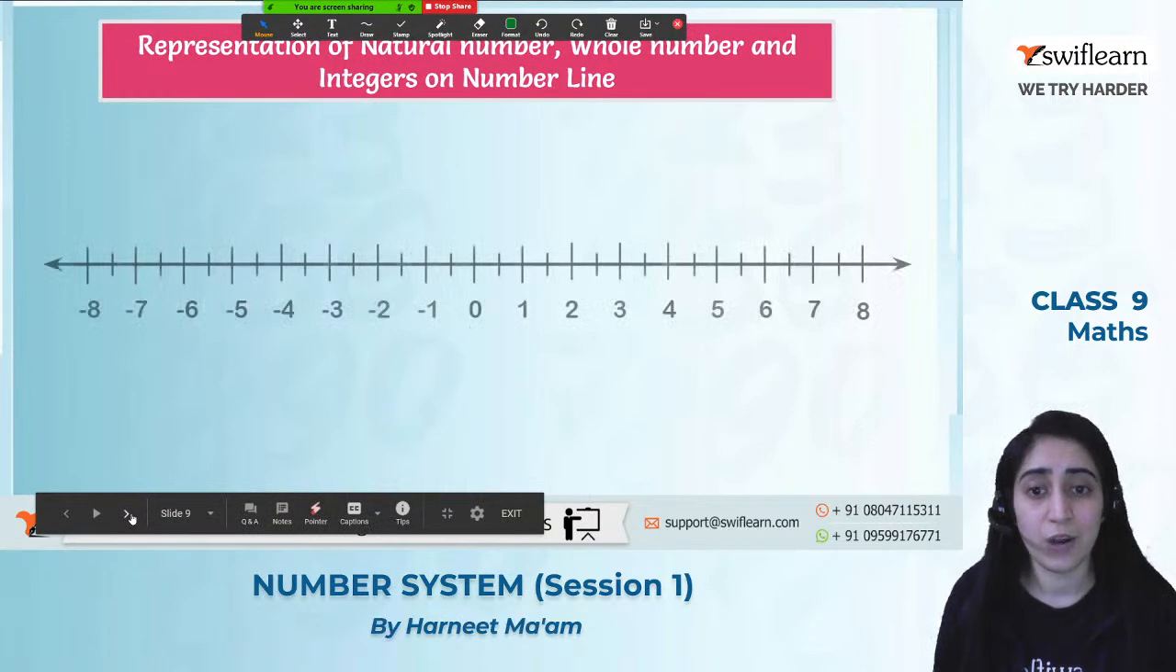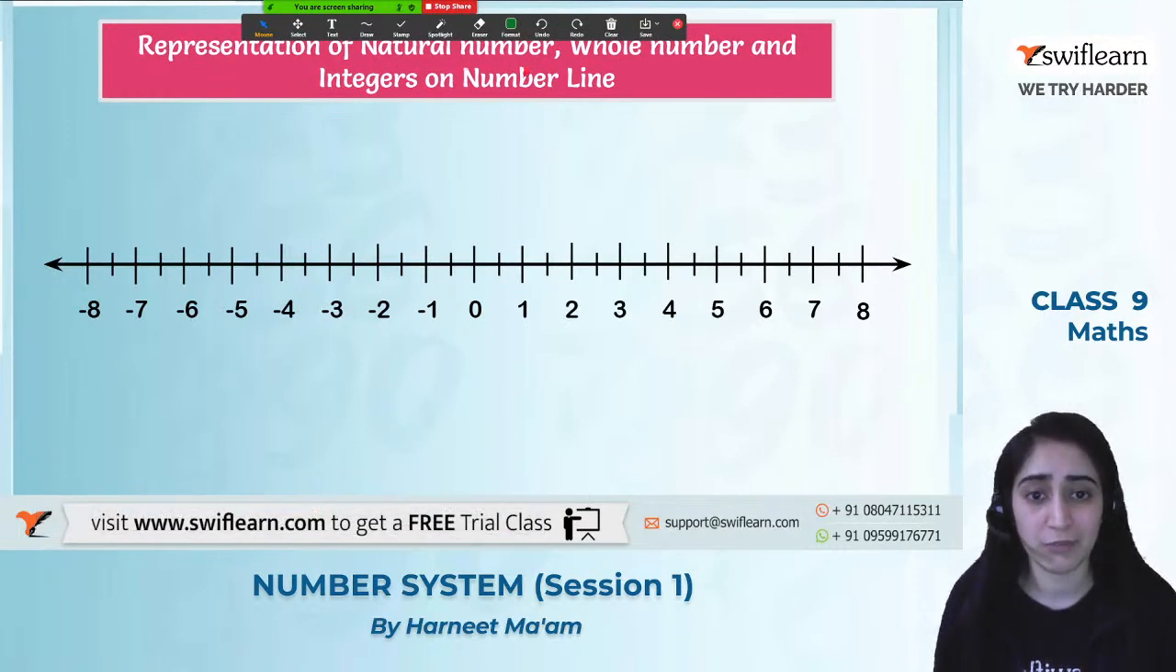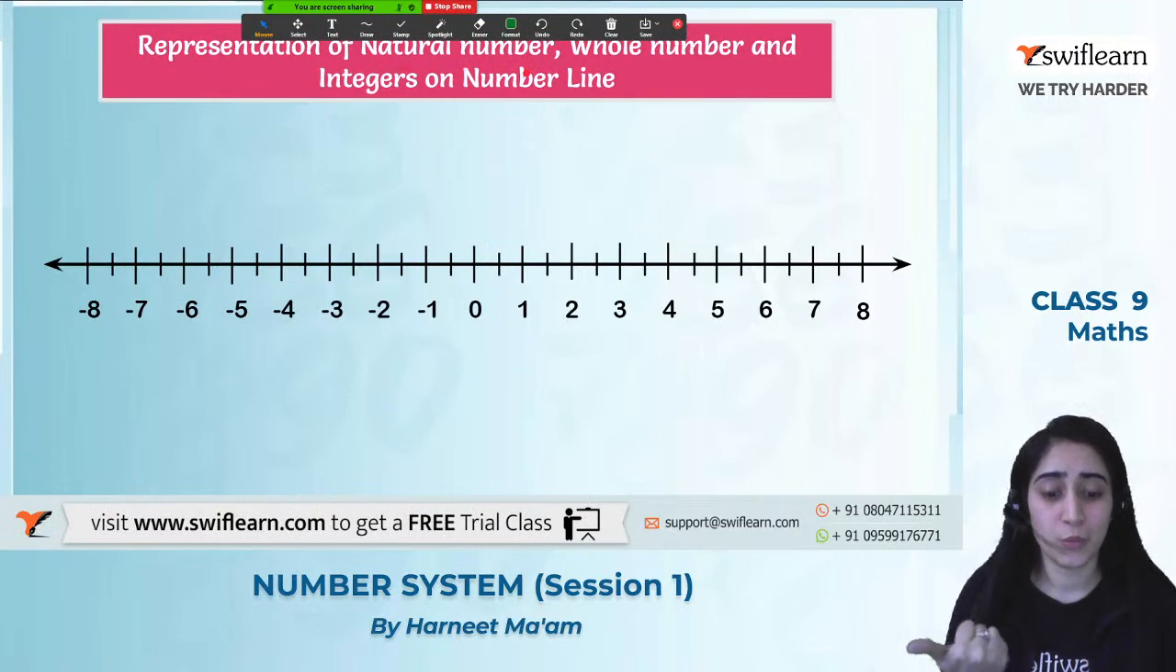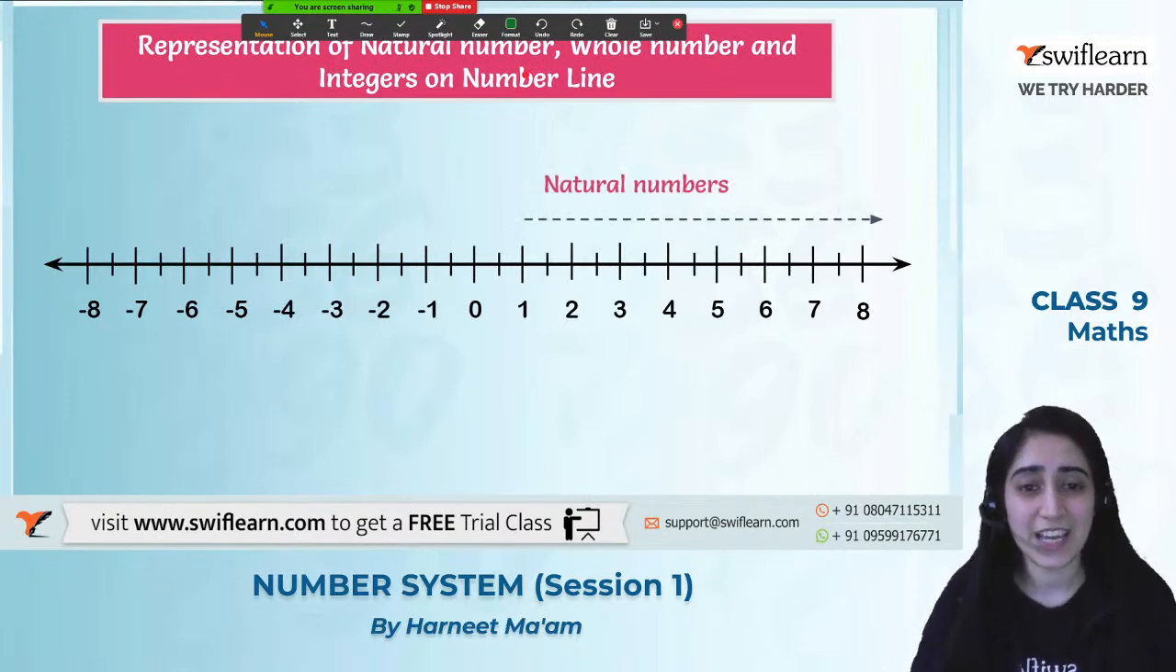So representation of natural numbers, whole numbers and integers on a number line. Let's see how we can make them on a number line. First start with natural numbers. Where does a natural number start? Quickly. It starts from 1, right? So we can start from 1. It goes towards the right. So these are natural numbers.